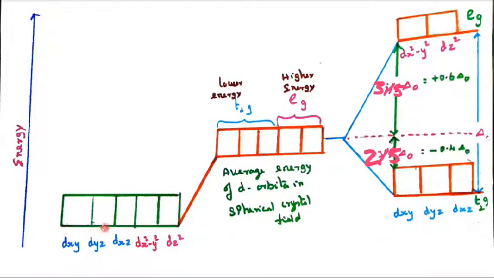So this is the diagram. The energy increases from bottom to top, and this is the ground state of the d orbitals. dxy, dyz, dxz are non-axial orbitals, and dx square minus y square and dz square are axial orbitals. When the ligands approach these metal orbitals, the degeneracy is spoiled. So it raises into the excited state.